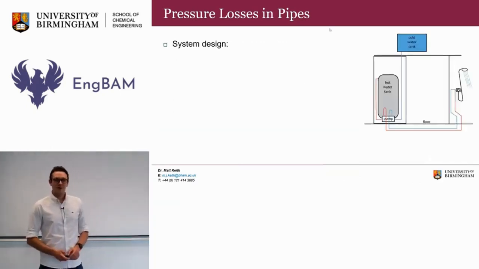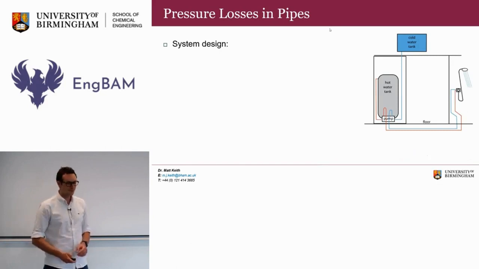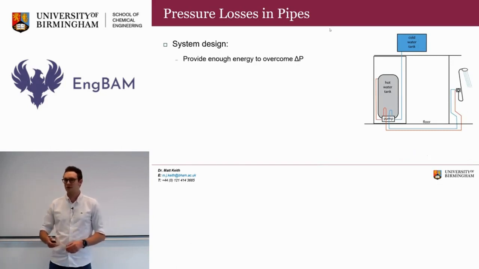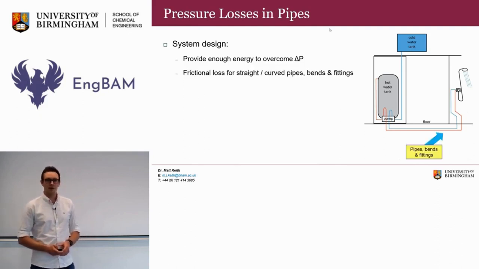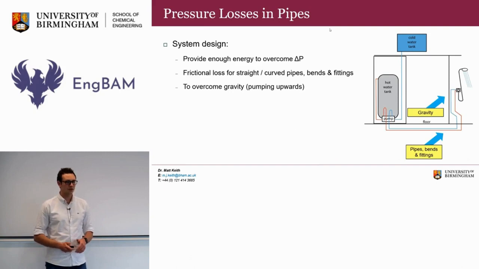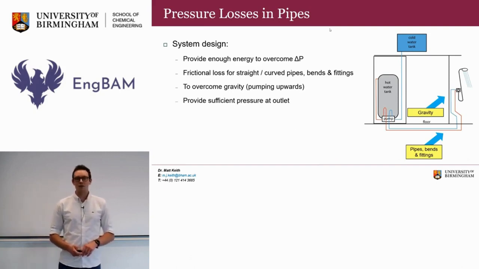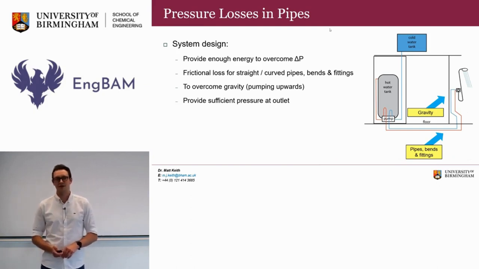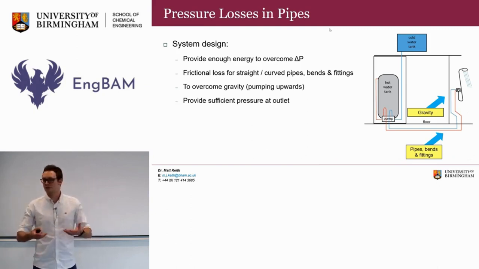So if we look now at our full system design, let's take a fairly simple system where we are just moving hot water from a tank through some pipes, and then upwards to a shower head. We need to provide enough energy to overcome our pressure losses, or delta P. There will be a frictional loss due to our straight or curved pipes, bends and any associated fittings. There will be some pressure losses due to pumping upwards and the fact that we need to overcome gravity. And then we also need to provide enough pressure at the outlet of our shower head so the water doesn't just dribble out at the end.